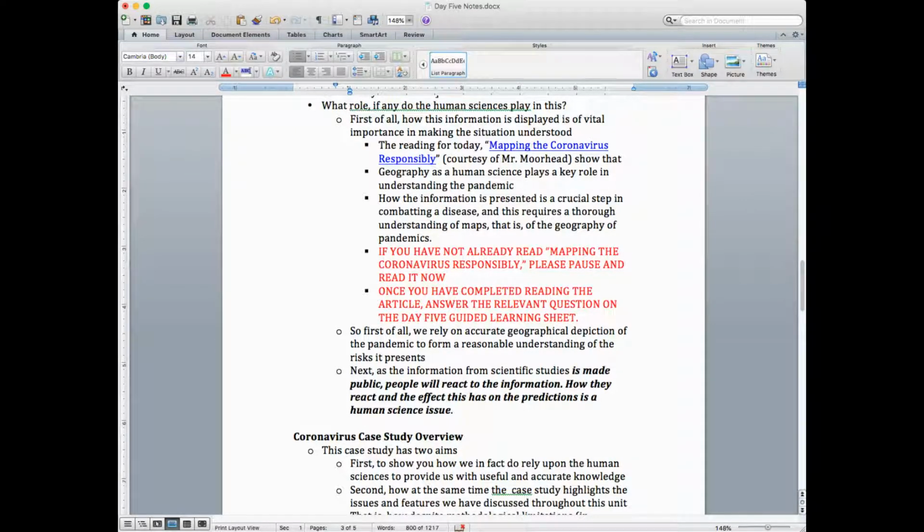How the information is presented is a crucial step in combating a disease, and this requires a thorough understanding of maps, that is, of the geography of pandemics. If you've not already read Mapping the Coronavirus Responsibly, first, please rap yourself on the knuckles because you're not doing your job. But go ahead, read it. Please pause this while you read it.